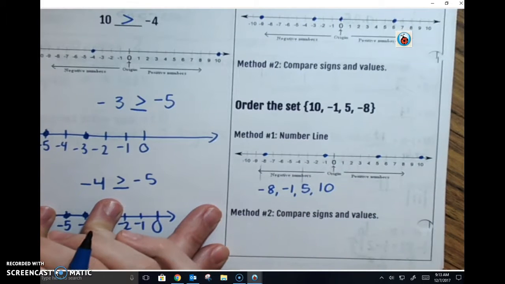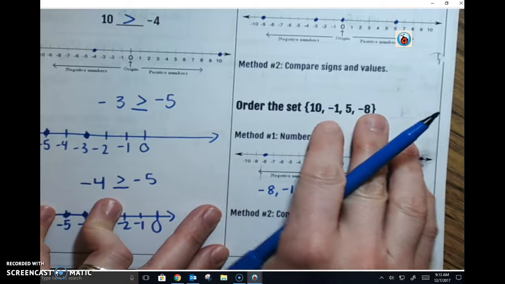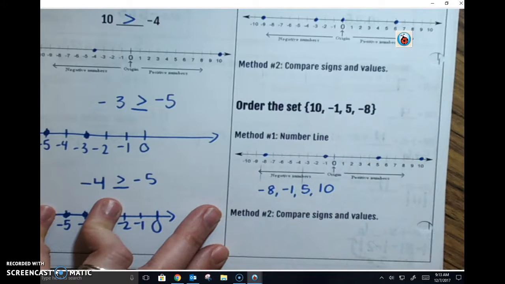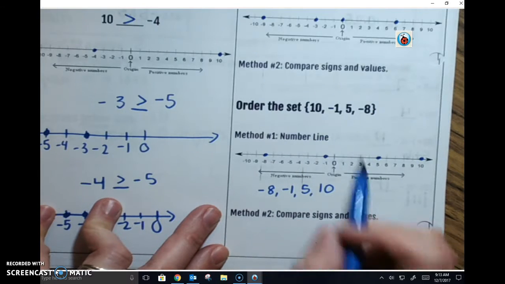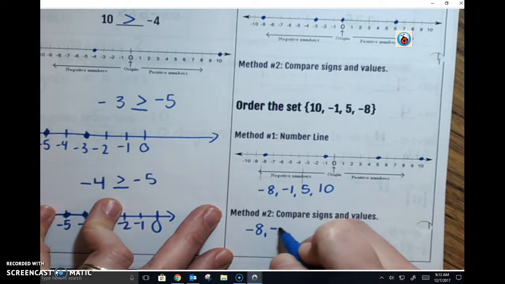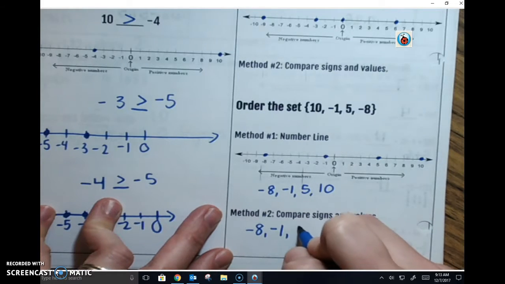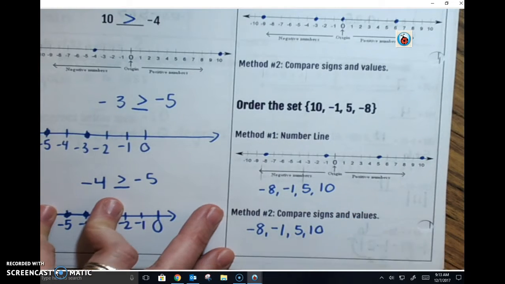Now, all the time you don't have to use a number line, if you can compare the signs. The smallest numbers are going to have a negative sign in them. Negative 8 is farther away from 0 than negative 1, so we're going to start with negative 8, because that means you're in more debt than if you just had negative 1. And then when we get to the positive side, it's pretty easy. So negative 8, negative 1, 5, and 10. And that's all that this lesson is about.